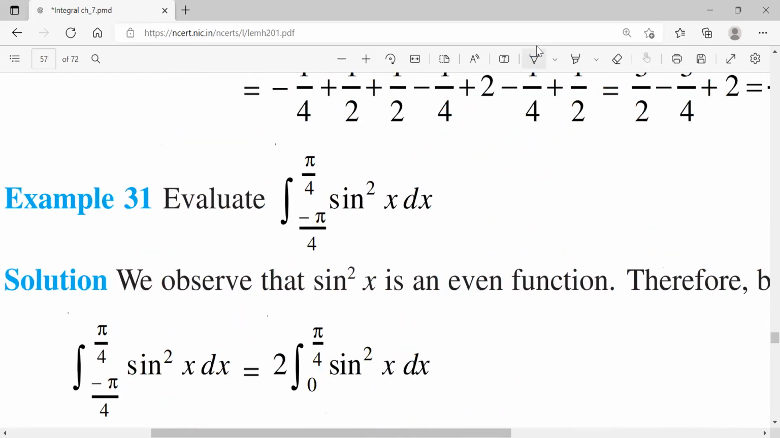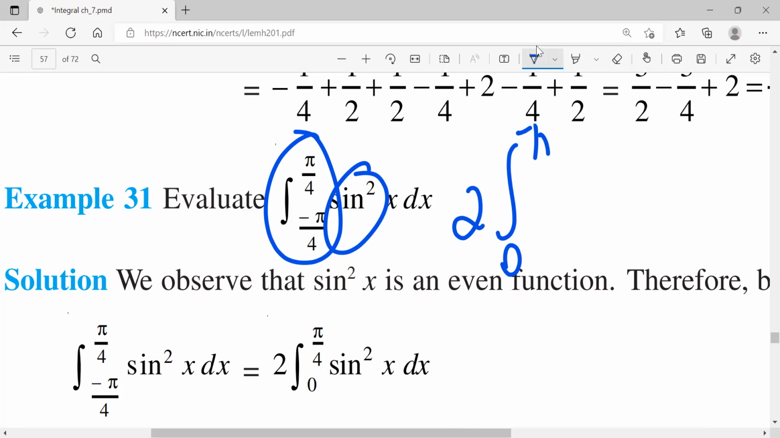Now see this question. Integral minus a to a sine square x dx. So sine square is what? Even function. So I'll write 2 integral 0 to pi by 4 sine square x. Now what is my sine square x?